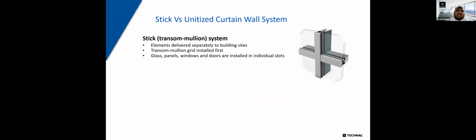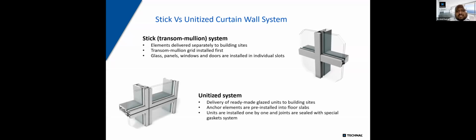So in essence, the major difference between a stick and a unitized system is the format of how we do the installation. The stick systems are basically elements which are delivered separately to the building sites. Your transom mullion grid, and I'm going to talk in detail about what a transom is and what a mullion is. These grids are first installed, and then the glass panels, the windows and doors are brought in as individual units and installed at site.